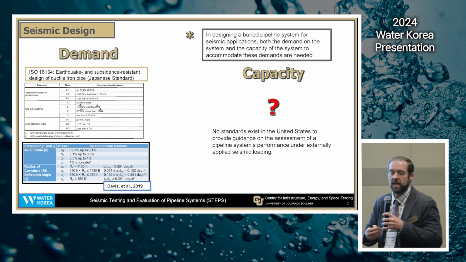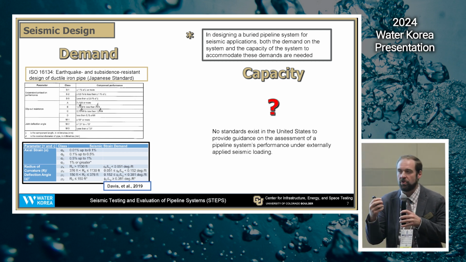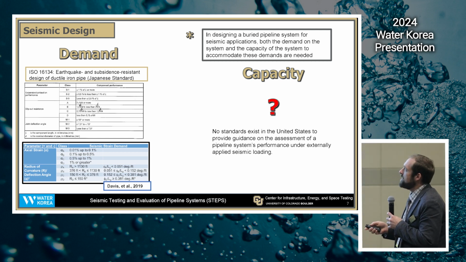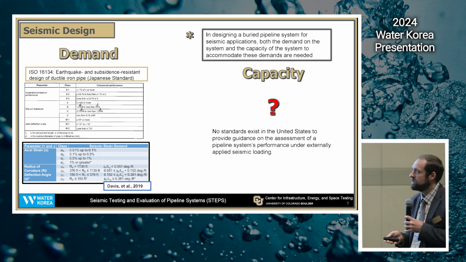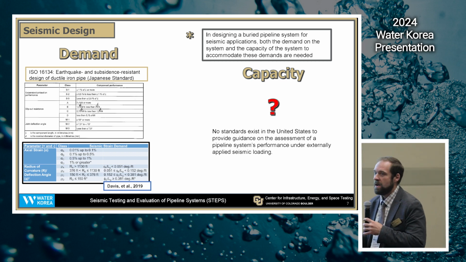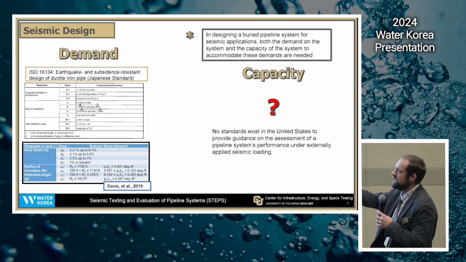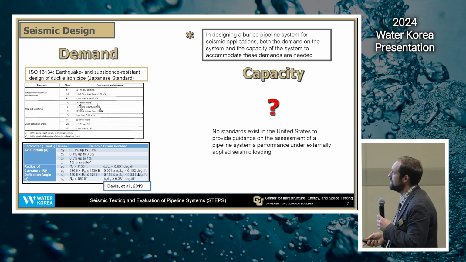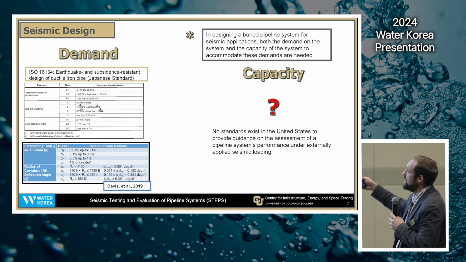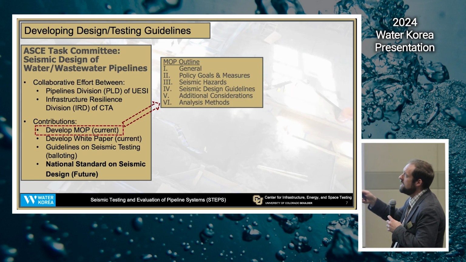And we can talk about that in terms of axial ground strain or transverse ground strain. And then the second part of that is the capacity. So what is the capacity of the system, and how does that relate to the demand that is going to be imposed onto it?